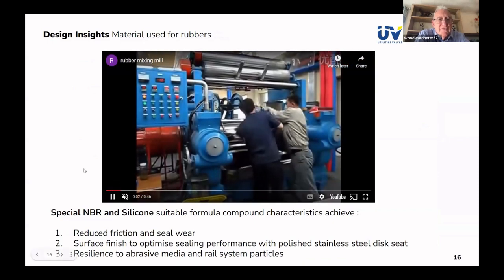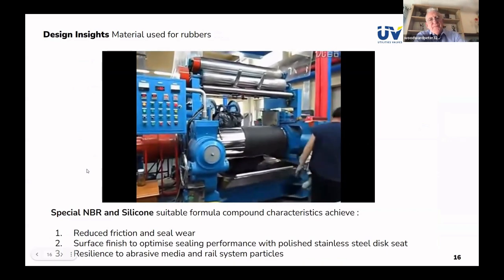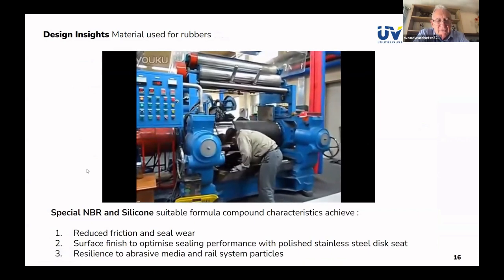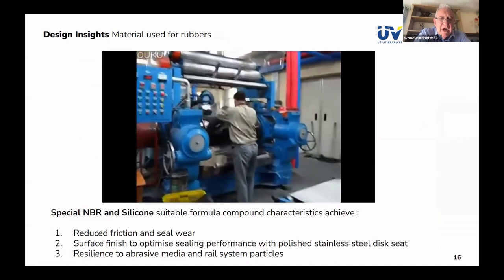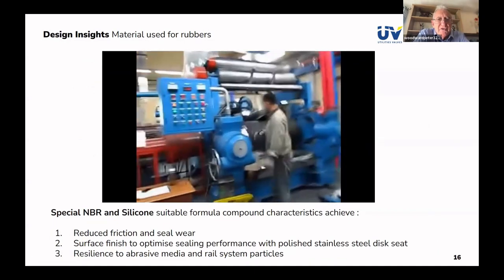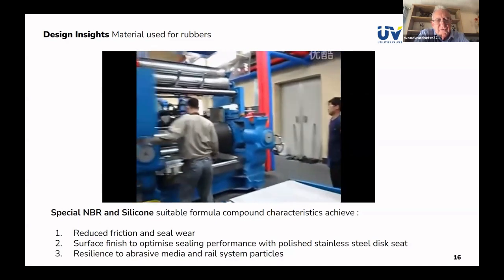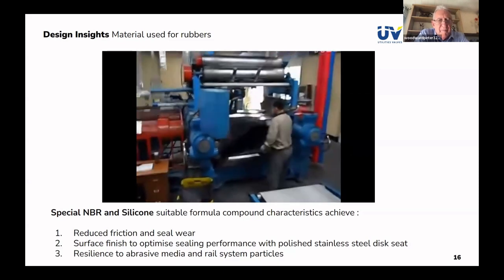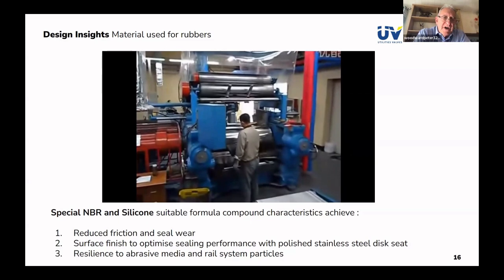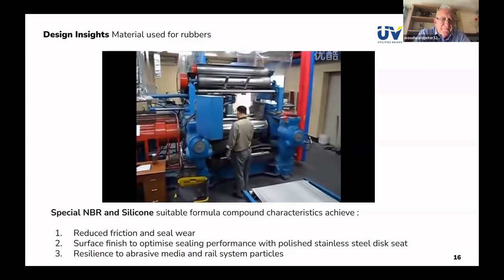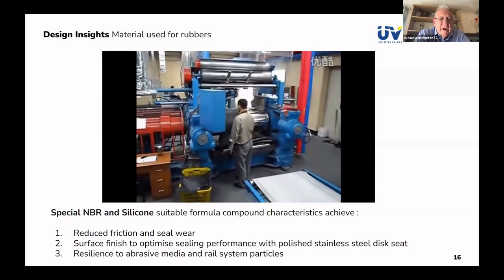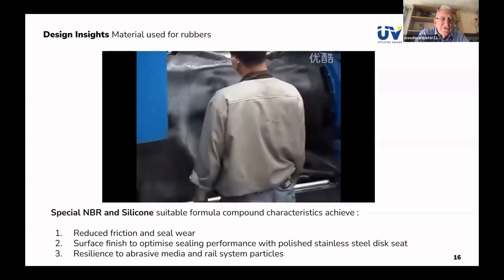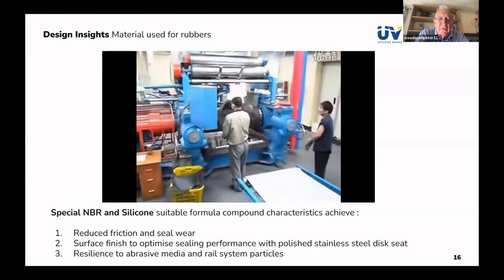Materials used for rubbers. We're going to show you this video whilst I'm just talking this through. You may know this as the calendaring process, which is part of a process used for formulating compounds of rubber. It gives us the ability to change the mix, and the reduced friction and seal wear that can come out of an improved formula, and also a good surface finish to optimize the sealing performance is why we do this.